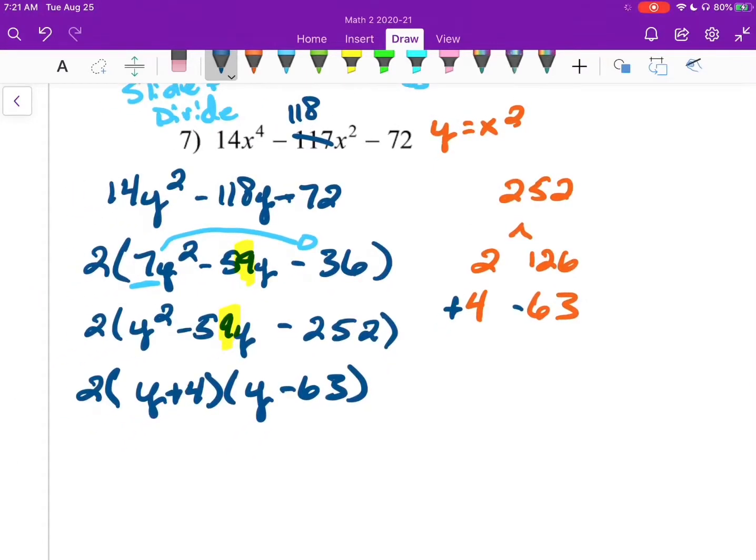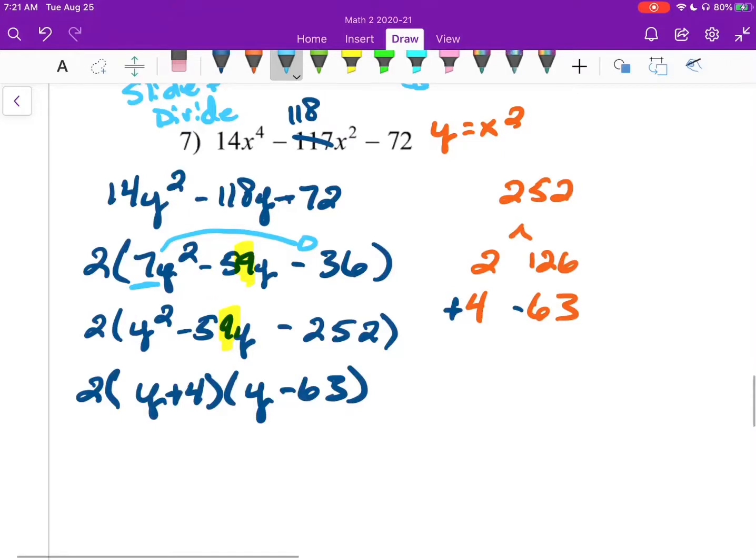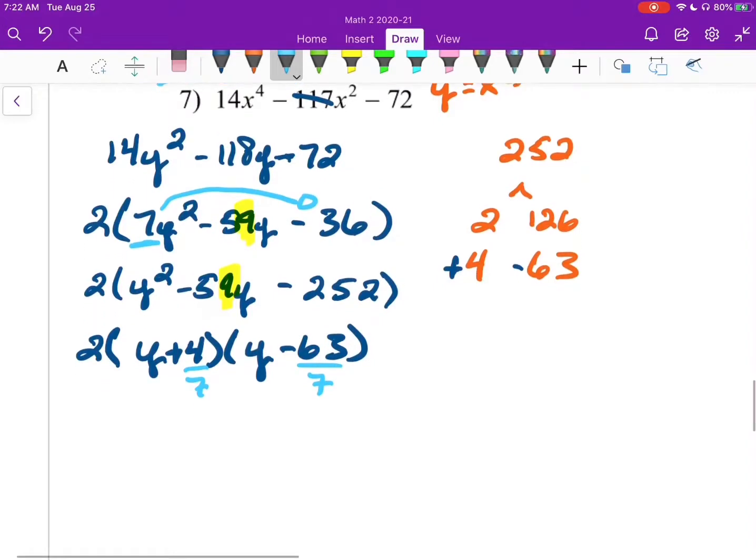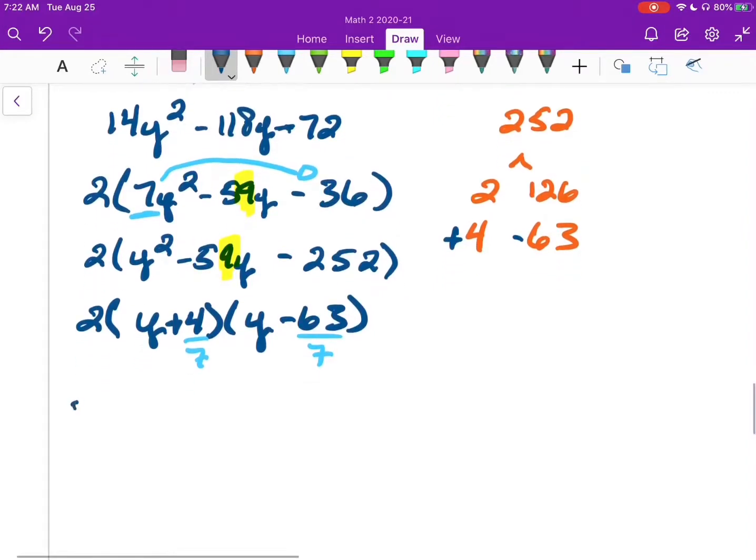Okay, now is for the divide part. So we're going to need to divide by whatever we slid by. So we slid 7, so now we're going to have to divide by 7. You divide 7 into both of these, 4 and the negative 63. So let's rewrite this. 2y plus 4 over 7. And then 63 divided by 7 gives me an actual number. 63 divided by 7 gives me 9.